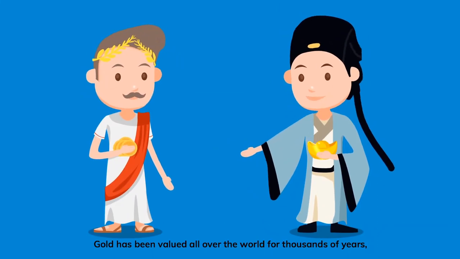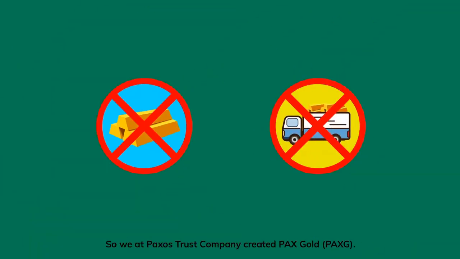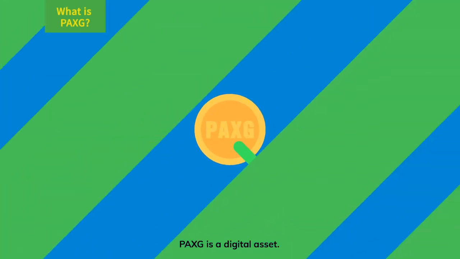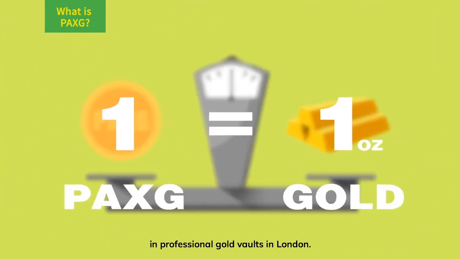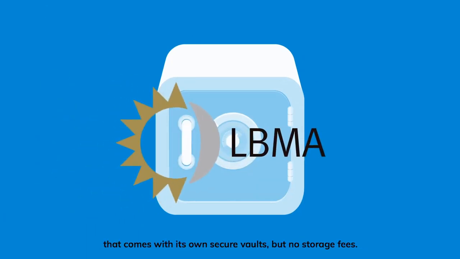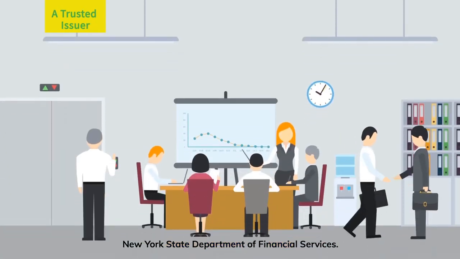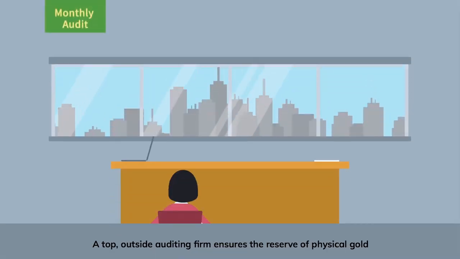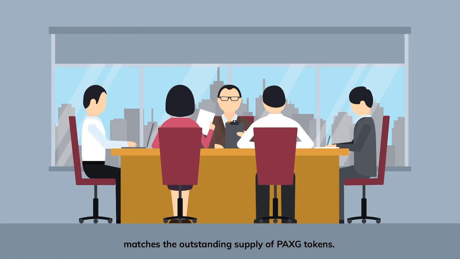Gold has been valued all over the world for thousands of years. But owning it is expensive, cumbersome, and risky. So we at Paxos Trust Company created Pax Gold. PaxG is a digital asset. 1 PaxG equals 1 fine troy ounce of the highest quality gold in professional gold vaults in London. When you own PaxG, you own physical LBMA accredited gold that comes with its own secure vaults but no storage fees. Paxos Trust Company is regulated by the New York State Department of Financial Services. All PaxG is fully backed by allocated gold in the most secure vaults. A top outside auditing firm ensures the reserve of physical gold matches the outstanding supply of PaxG tokens.